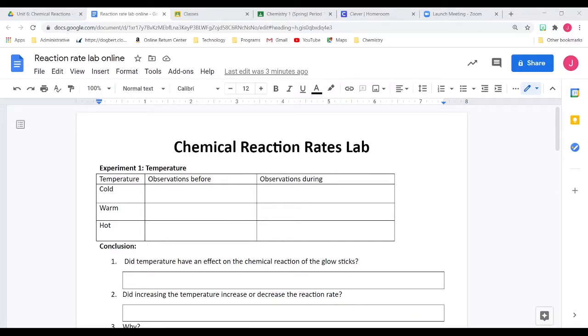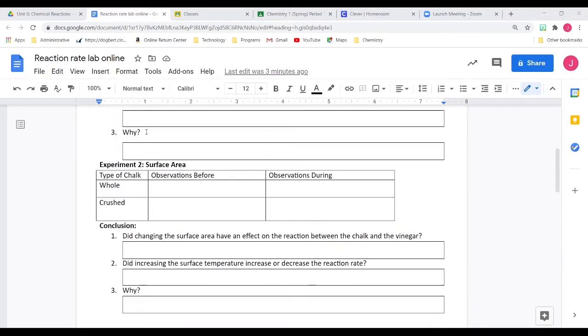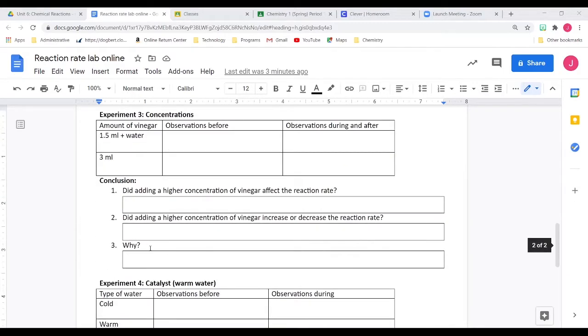Right, so this is our chemical reactions lab. You want to make sure that you open up Classroom and find your lab sheet. You'll find the assignment called Chemical Reaction Rates Lab. You will see it has experiment 1, 2, 3, and 4.